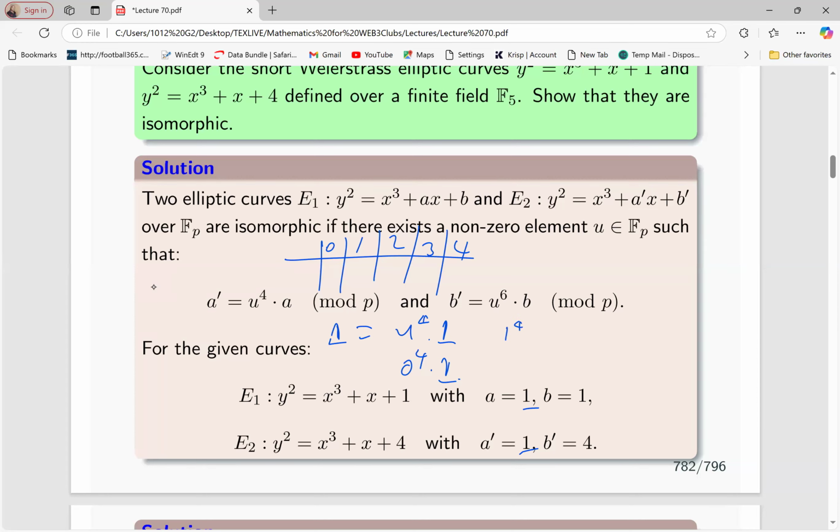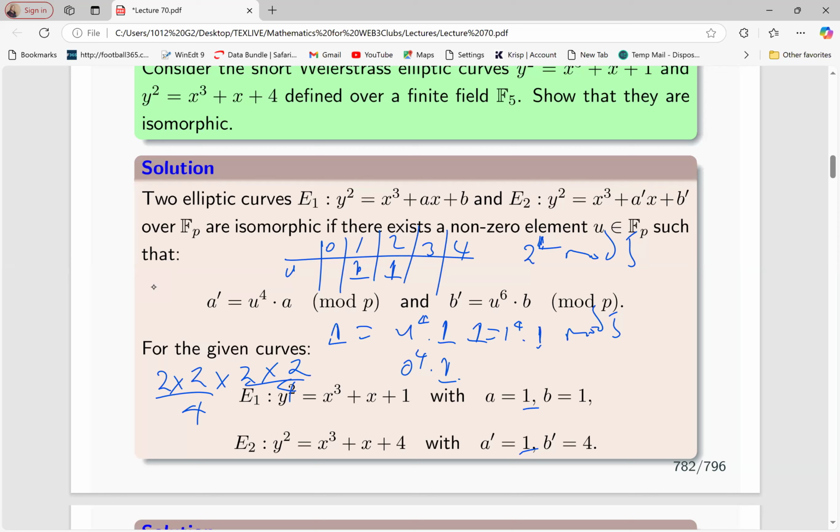You can now try 1. 1 raised to 4, then times 1. Does it give you 1? And we are doing this mod 5. Now this one gives you 1. What about 2? 2 raised to 4 mod 5 is also 1. So that will be 4 times 4, which is 16. We're doing it mod 5, that is 1.